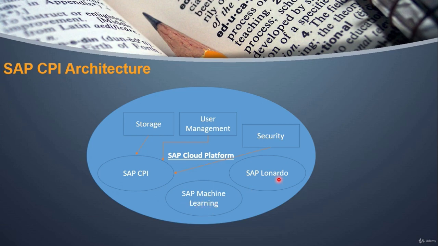SAP Machine Learning is there, SAP Leonardo is there, and all these applications are there. They will be using certain features which have been provided by SAP Cloud Platform. For example, storage is there, user management is there, security is there. So what data I am having in my cloud should not be visible to the other people of other companies. And then I should be able to store my data within my SAP cloud. So that is provided by storage facility of cloud platform. Similarly, user management. Which users are there in my organization?